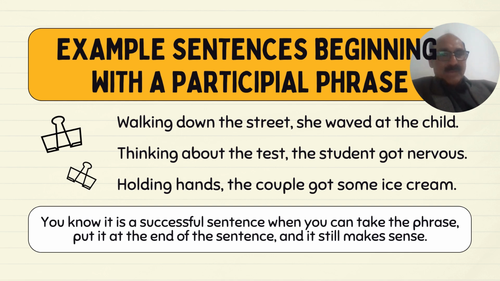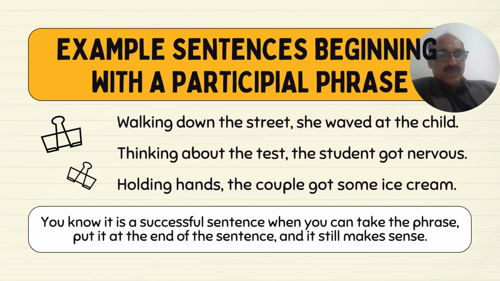These are some example sentences beginning with a participle phrase. Walking down the street, comma, she waved at the child. Now, if you look at the first sentence, "walking down the street" is a participle phrase. It starts with the "ing" form of a word, walking. Walking down the street, she waved at the child.